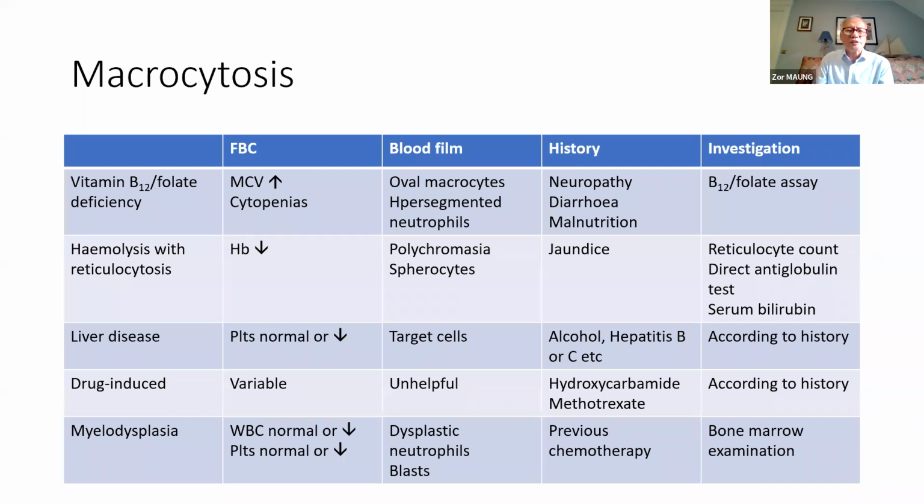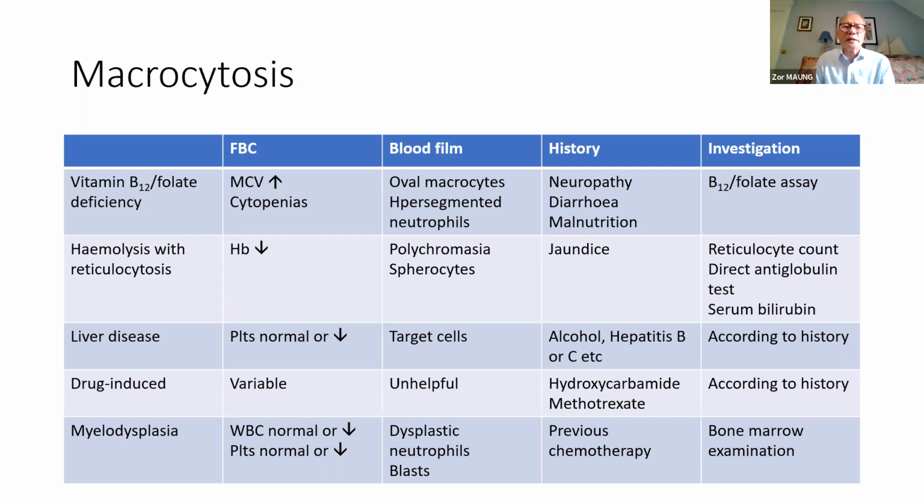So with B12 or folate deficiency, you could get a high MCV and cytopenia, and the blood film could show oval macrocytes and hypersegmented neutrophils. The history may include pins and needles, neuropathy, diarrhoea, malnutrition. It's quite easy. You just do serum B12 and folate levels, and you can make a diagnosis. If the serum B12 and folate are normal, think of other causes.